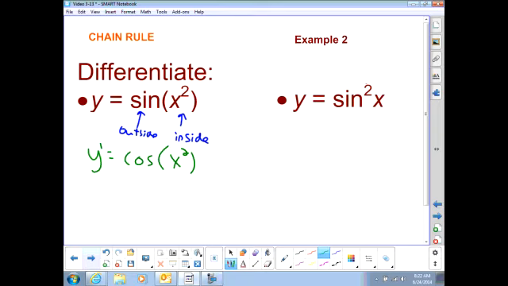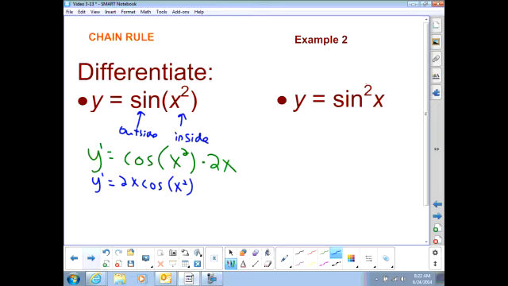So do the derivative of the outside function, keeping the inside the same, and then multiply by the derivative of the inside function. The derivative of x squared would be 2x. Again, we could leave it just like this. If you wanted to neaten it up at all, you could write 2x cos x squared. But you don't have to neaten it up like that.